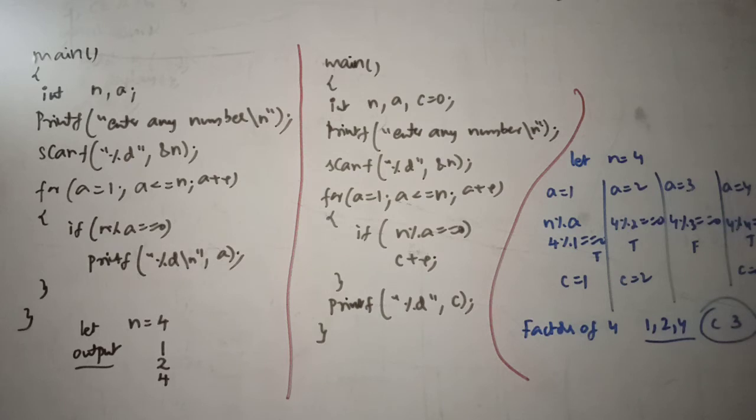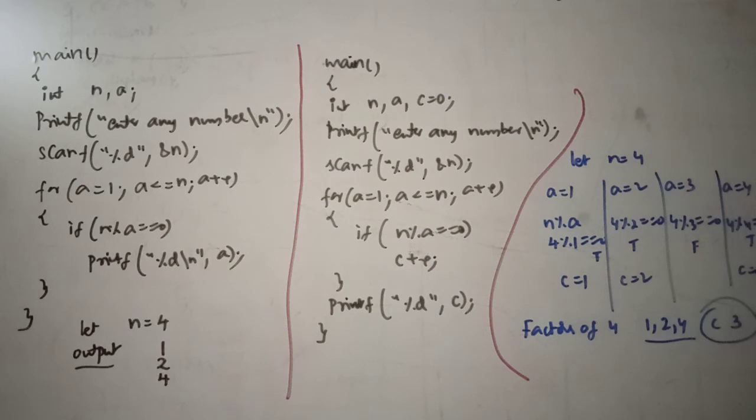Look at the other program. So we have a simple statement, c++. If n mod a equal to 0, c++. If the condition is true, c is incremented by 1 and printf c. And there in the declaration, c is equal to 0.